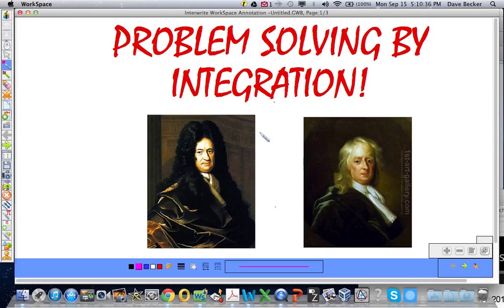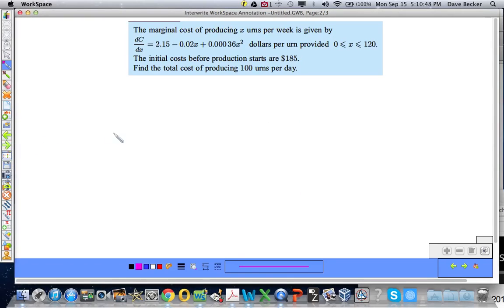Let's take a nod to the great Gottfried Wilhelm Leibniz, and the impeccable, improbable, unbelievable Sir Isaac Newton. Here we go. You know that if you take the derivative of a cost function C(x), you will get the marginal cost of producing x urns per week, which gives you the cost of producing the next item, in this case an urn. So we have the marginal cost function here, provided that we're producing between 0 and 120 urns inclusive.